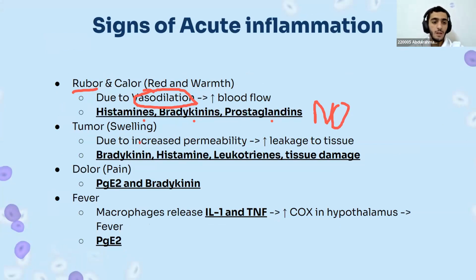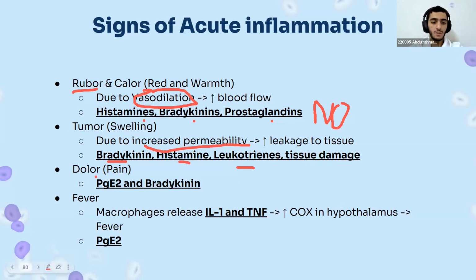The next one is tumor, or the swelling. Tumor, or swelling, is due to build-up of fluid underneath. And if you need to build up fluid, you need more permeability. What are the responsible mediators? Bradykinin, histamines, and leukotrienes.